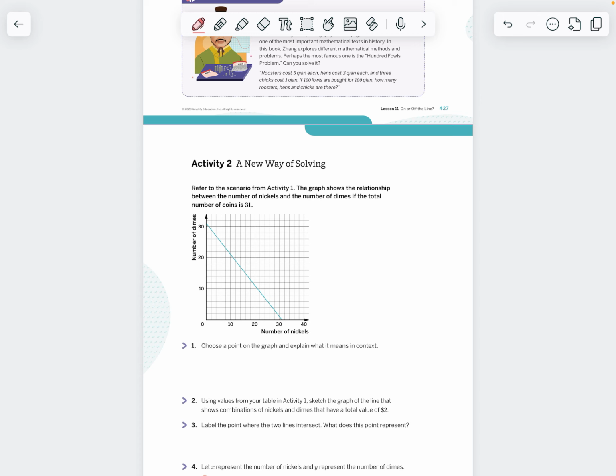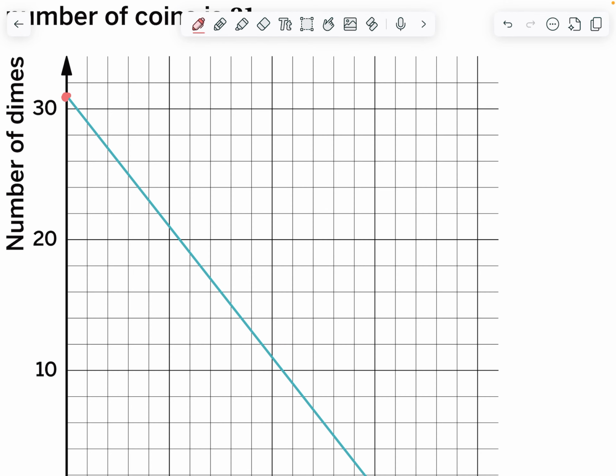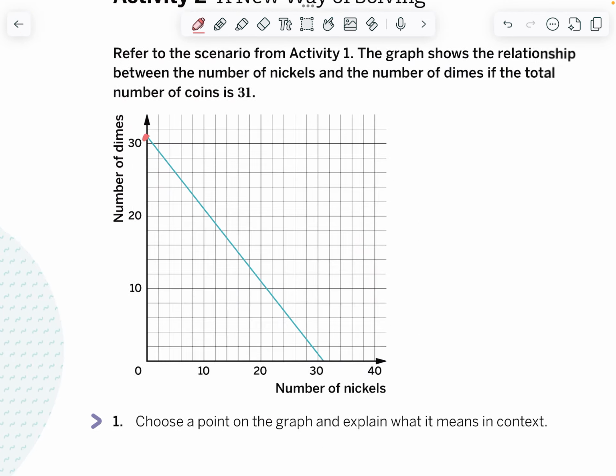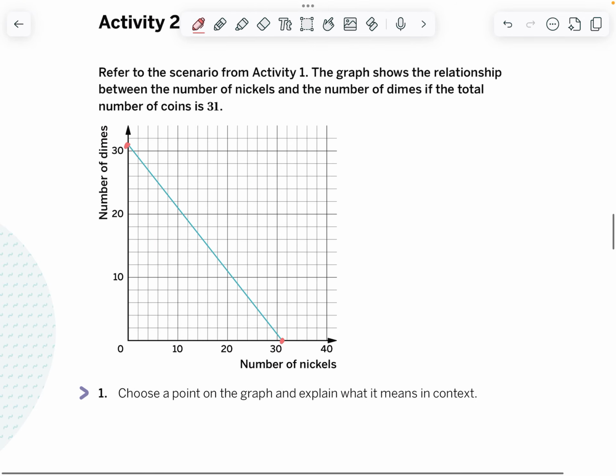So here in this graph, you have the x-axis representing the nickels, 5 cents, and the y-axis representing the dimes, 10 cents. And if you look at this graph from end to end, you can see that the graph has a point at 31 on y, and it also has a point at 31 on x, because that's the total number of coins that we want to have between nickels and dimes.